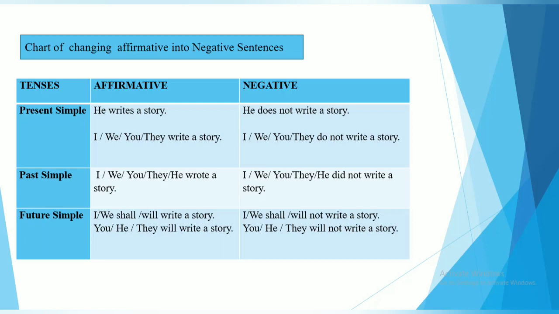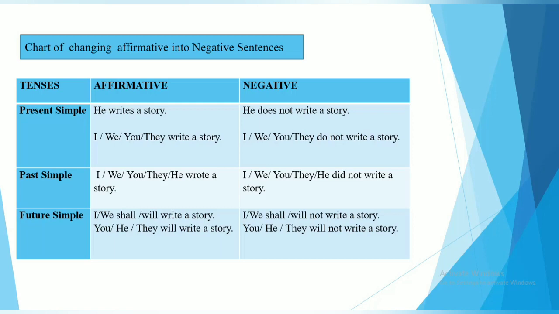Here we use present simple, past simple and future simple. In present simple, we write the affirmative sentence like this: he writes a story, and I or we or you or they, that means first person, singular, plural, and second person and third person plural. So we can say they write a story. In negative form, we write he does not write a story, or they do not write a story.